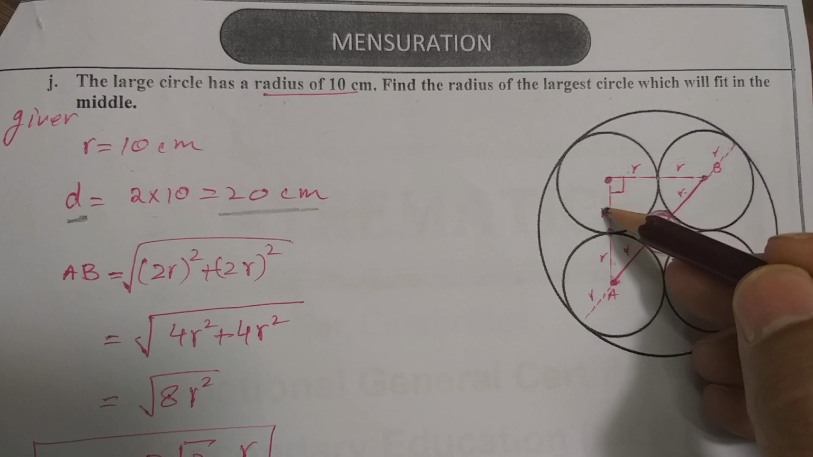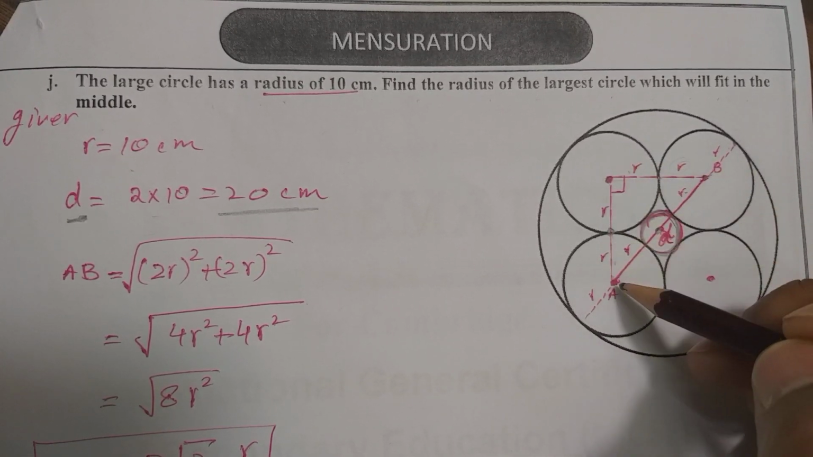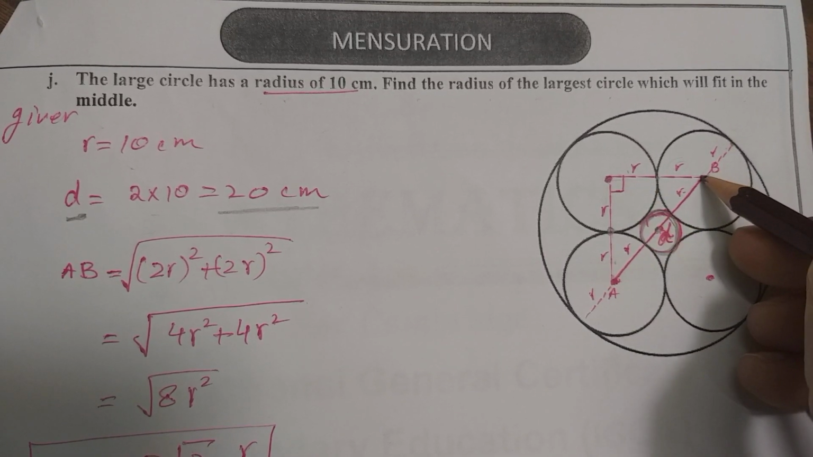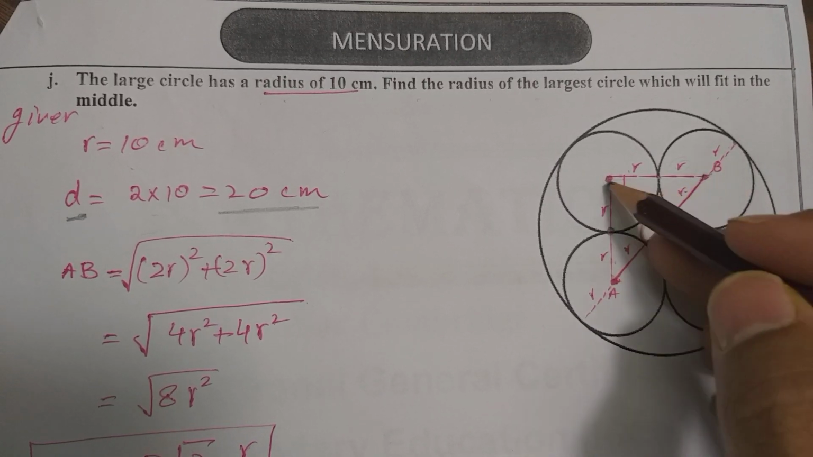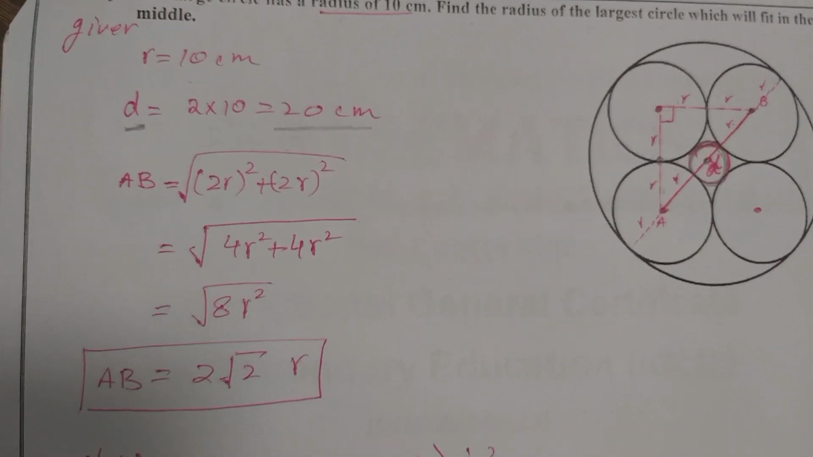So if you complete them, 1r becomes 2r. If you look here, it becomes a right angle triangle. The side in front of the right angle is called the hypotenuse, the Pythagoras. So from A to B, the complete length is the hypotenuse of this right angle triangle. We need to find AB. First we find the AB value.